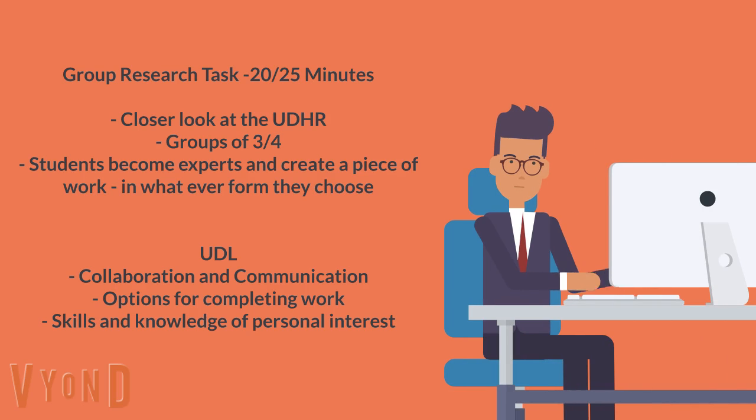Next, we will move on to a declaration group research activity. This will take about 25 minutes or to the end of the lesson. The purpose will be to have a closer look at the declaration, and students will get into groups of 3 or 4 and will each be given 4 articles to examine further and become experts at. They will research these articles further and look for examples that may have led to their inclusion. They will use this to create a presentation of their choosing, be it a PowerPoint or a poster or something like that, that outlines their articles and examples surrounding them. The UDL relevance for this will be collaboration and communication, options for completing work, alternatives, skills and knowledge of personal interest. This directly applies to all 3 principles.